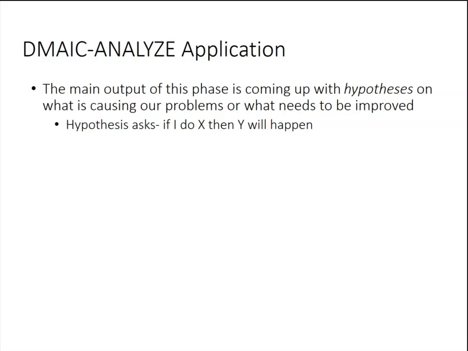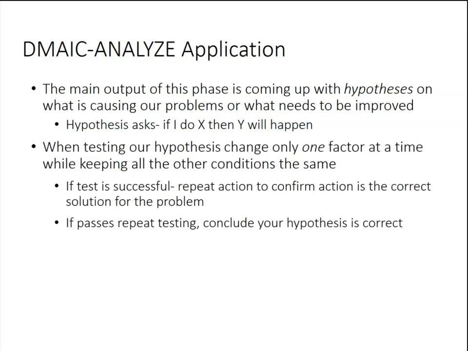In application on that phase, the main output of this phase is to come up with a hypothesis: what is causing the problems, what needs to be improved. So the hypothesis just says, if I do X, then Y will happen. And then when testing our hypothesis, we only change one factor at a time, then test it while keeping all the other conditions the same.